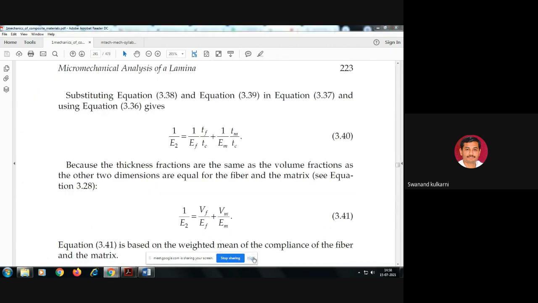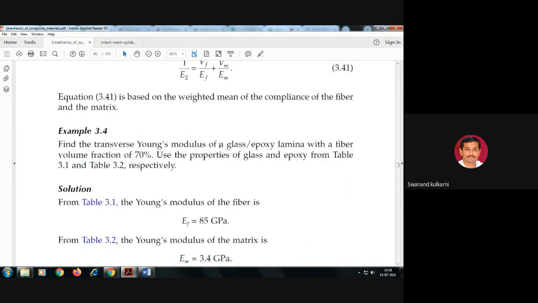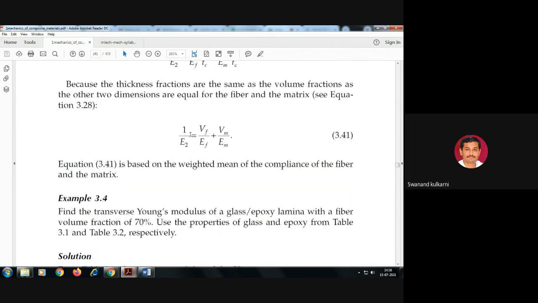If we take this into consideration and try to calculate, we will come to know that 1/E2 = 1/EF, TF. This part we also calculated during the last lecture; this is the step we reached. Here we considered that 1/E2 = VF/EF + VM/EM. So the transverse Young's modulus is calculated with reference to the properties of matrix and reinforcement and the volume fractions also.